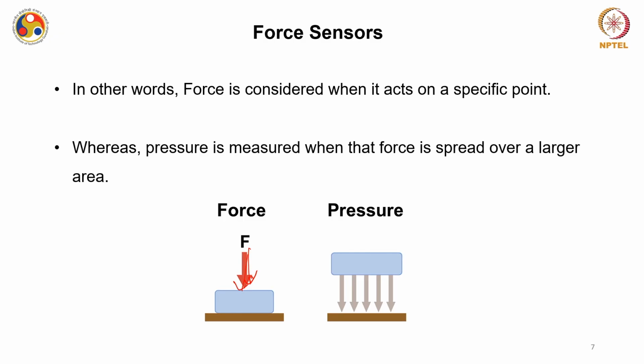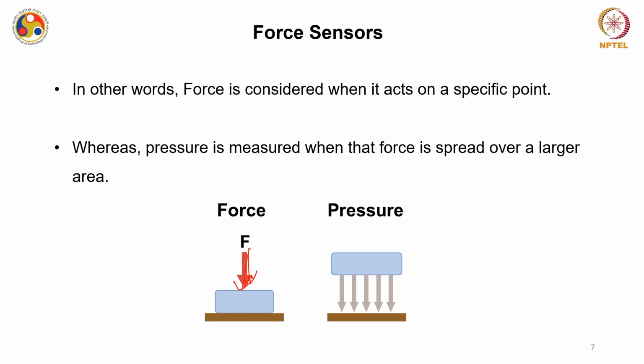So, pressure is measured when force is spread over a large area. That is what is happening in a balloon where liquid is trapped, or for example gas is trapped. So, this gas is pushing at each and every point of this balloon.